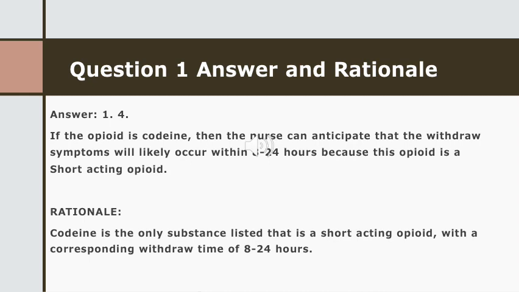Question 1, answer and rationale. The answer is 1 and 4. If the opioid is codeine, the nurse can anticipate that the withdrawal symptoms will likely occur within 8 to 24 hours because this opioid is a short-acting opioid. Codeine is the only substance listed that is a short-acting opioid, with the corresponding withdrawal time of 8 to 24 hours.